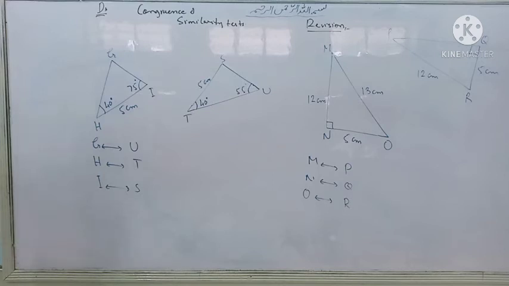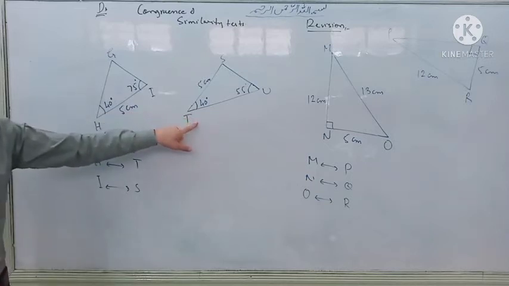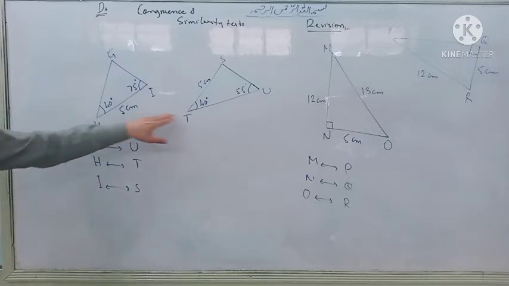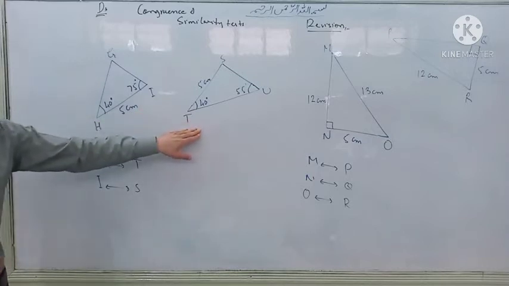The third test is AAS and the fourth test is RHS, right angle, hypotenuse and side. And that fourth test is applied on just right angle triangles. So we can apply just the third test here, AAS, angle angle side, because in this pair of triangles we have two angles, right, and one side. So we have to prove whether this pair of triangles is congruent or not with the help of the AAS test.